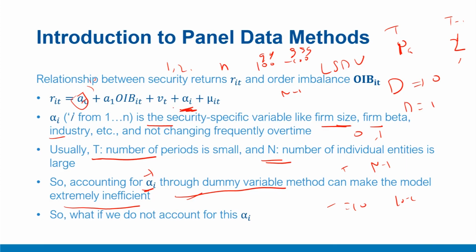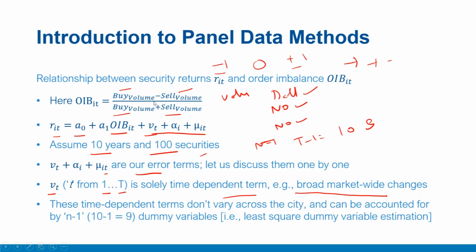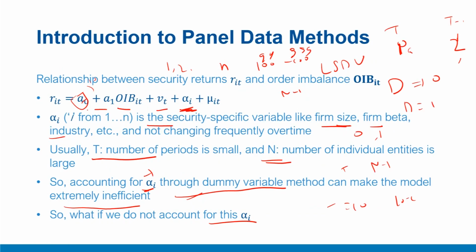So we have understood that we can account for this Vt, but what if we do not account for this unobserved heterogeneity alpha? To summarize this video, we discussed how a simple model like return predictability of order imbalance can create problems. This OIB can create problems with RIT when it is in the form of panel data due to this unobserved heterogeneities that are time invariant and security specific, and security invariant and time specific.